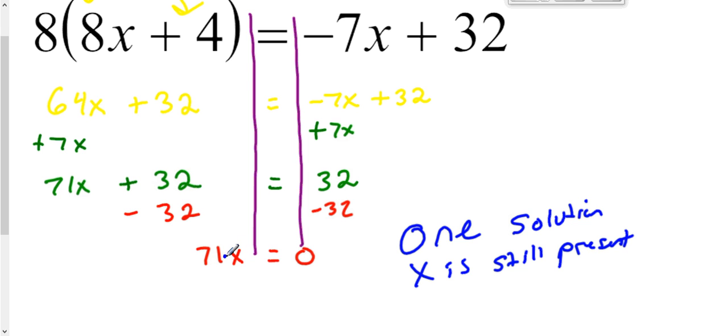We need to get the 71 away from x. We're not trying to move the whole thing, so we're not going to subtract 71x. That would move the whole thing to the right-hand side. We don't want to do that. I want to move the 71 but leave the x. So we break the connection by dividing. And in this case, x is 0. That is still one answer. X is 0.